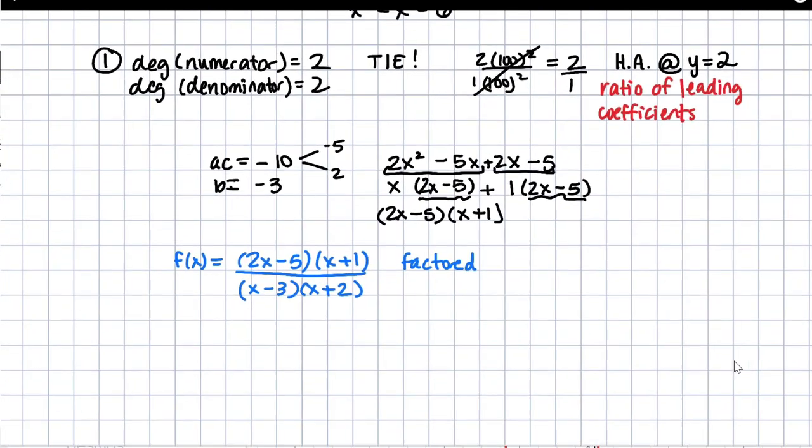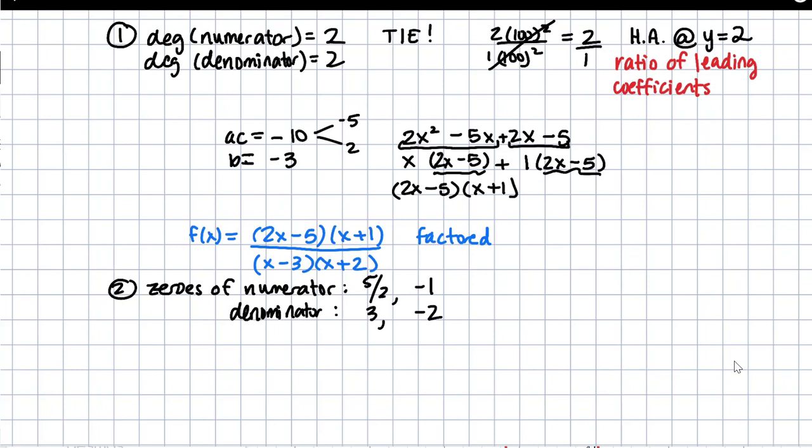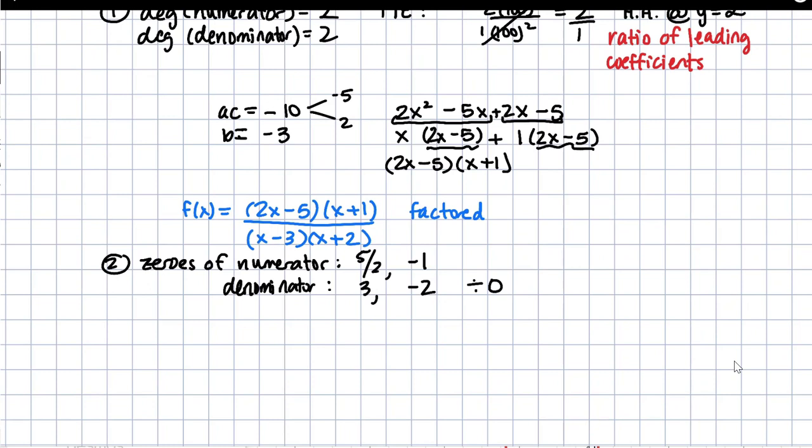Okay, so looking at that, we can use this to figure out the zeros of the denominator and numerator. The zeros of the numerator are going to be 5 halves, negative 1. The zeros of the denominator are going to be 3 and negative 2. And we don't have any repeats. We don't have any factors to cancel. So in this case, anything that causes division by 0 is going to be a vertical asymptote, because nothing canceled.